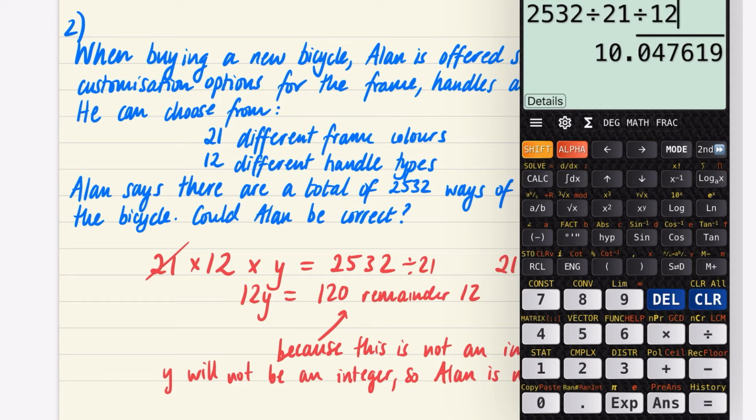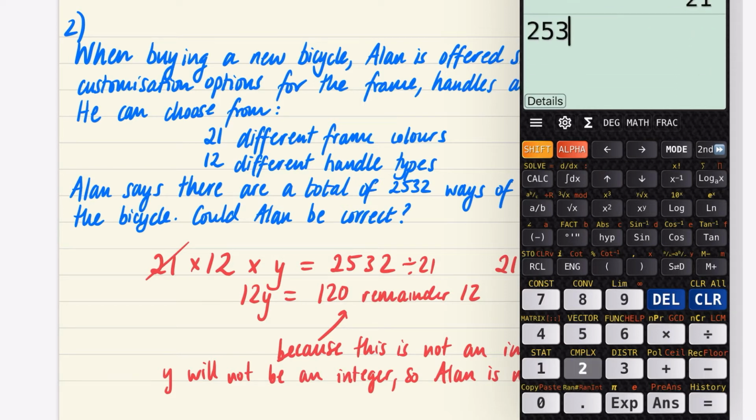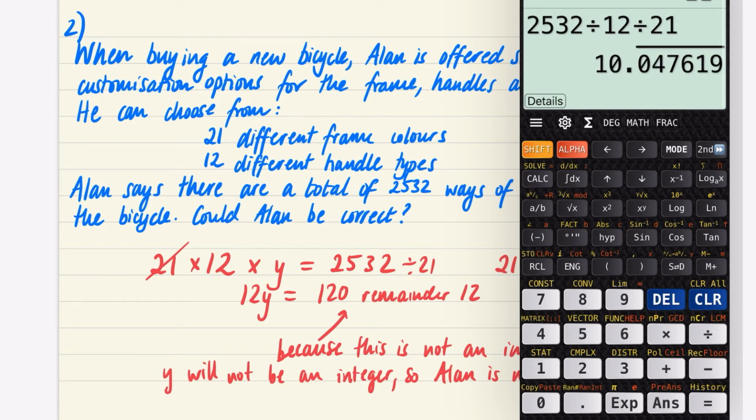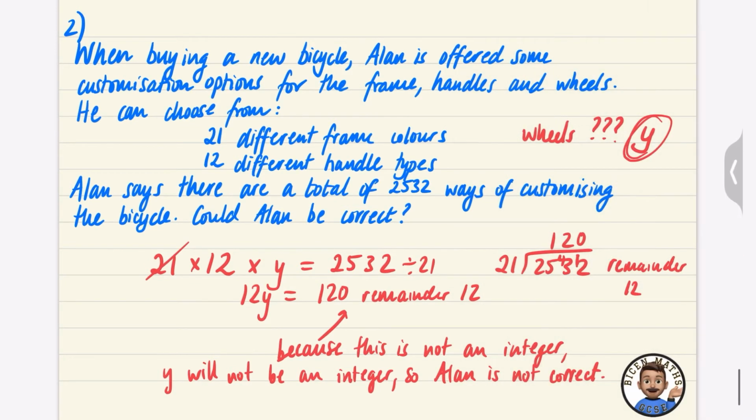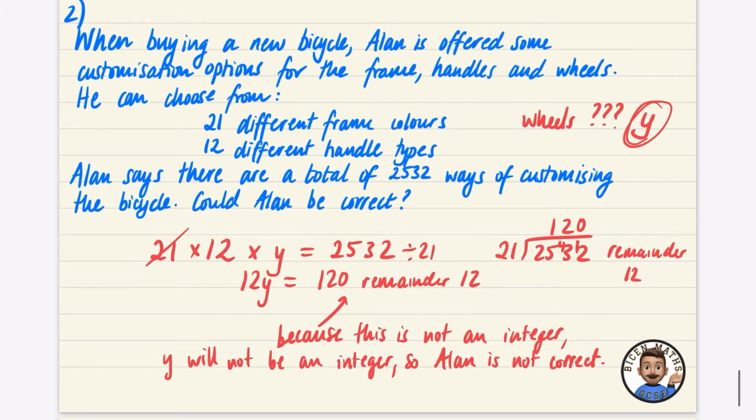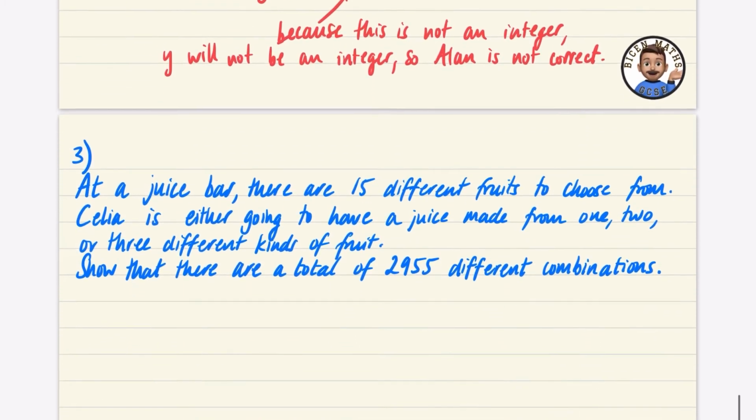Now you might have done the division the other way around. You might have done 2,532 divided by 12. That's an integer, but when you divide that by 21, you don't get the integer that you need. So because this is not an integer, y will not be an integer, so Alan is not correct. So it's not possible to have 2,532 ways of customizing it.